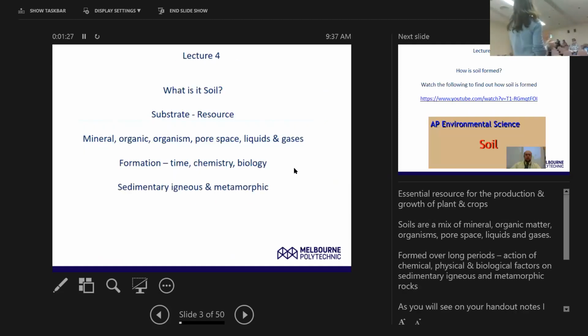Okay, so what is soil? Well, very simply, it's a substrate. And depending on where you live, it can be many different things. So I think that's the very first important thing to understand about Australian soils. They're very, very varied.